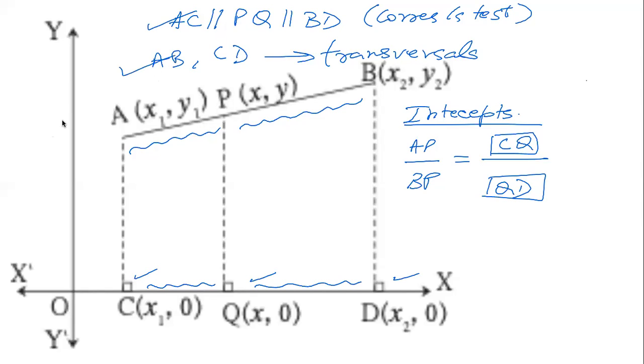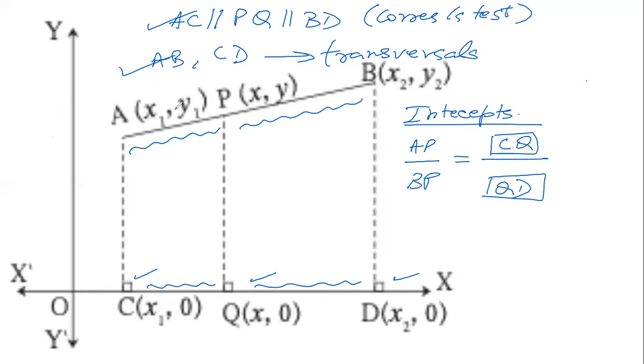AB and CD are transversals, which gives rise to 4 intercepts, 2 on AB, AP and BP, and 2 on CD, which are CQ and QD. And we know from the basic proportionality theorem that these intercepts will be in proportion. They will form equal ratios. Their ratios will be the same.